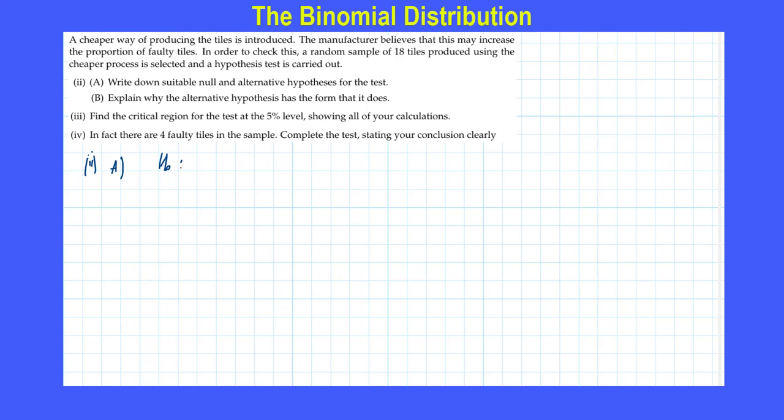Okay, so now we're doing a hypothesis test. So our two hypotheses, the first one, H0, p is equal to 0.1, nothing's changed. But we're expecting there to be more faulty tiles, so we're saying p is greater than 0.1. Now, if we're doing this, we need to define what p is going to be. We should always do this. This is worth a mark. So where p is the population proportion of faulty tiles.